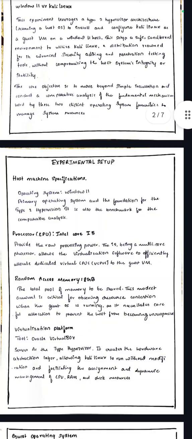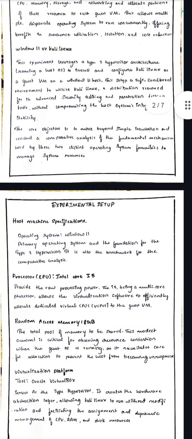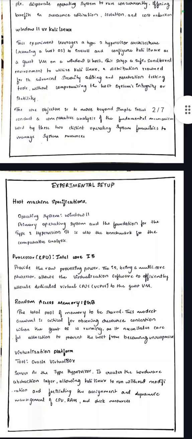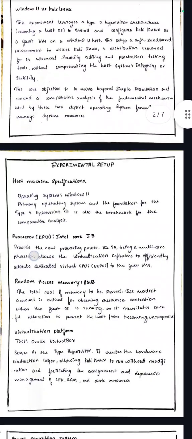Windows 11 versus Kali Linux. This experiment leverages a Type 2 hypervisor architecture running on a host OS to install and configure Kali Linux as a guest VM on a Windows 11 host. This sets up a safe, sandboxed environment to utilize Kali Linux, a distribution renowned for its advanced security auditing and penetration testing tools, without compromising the host system integrity or stability.